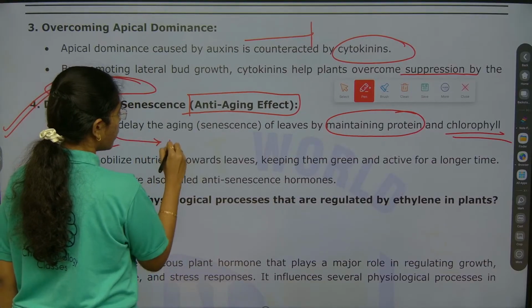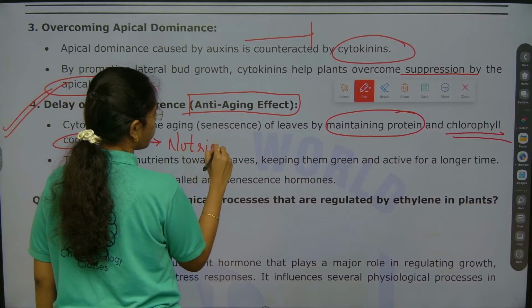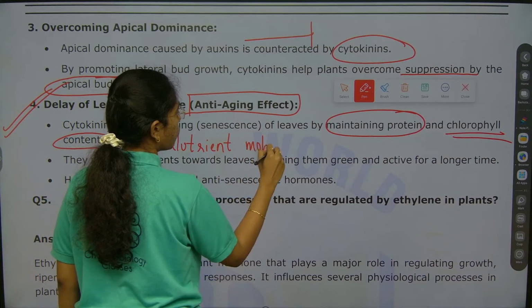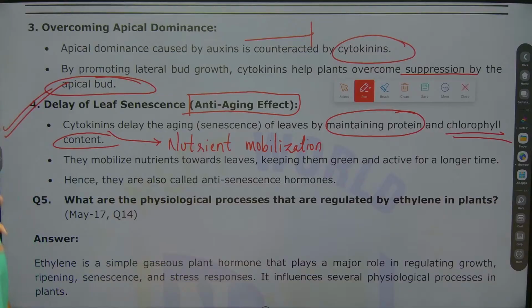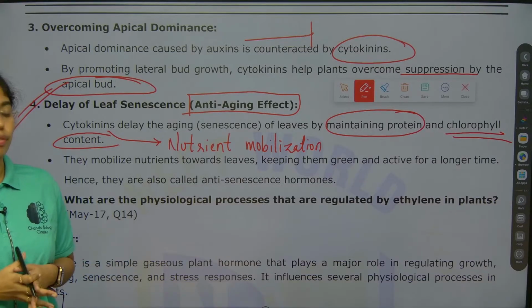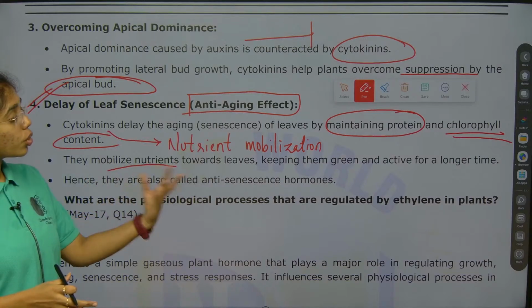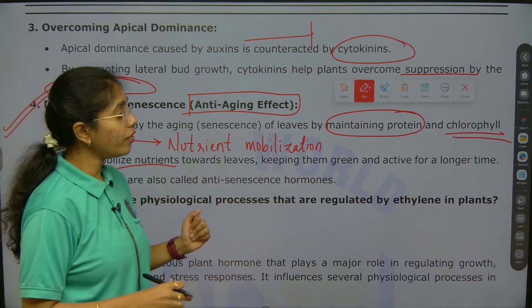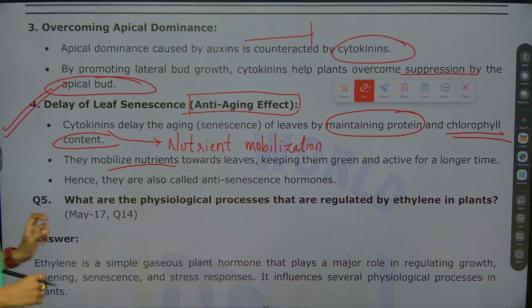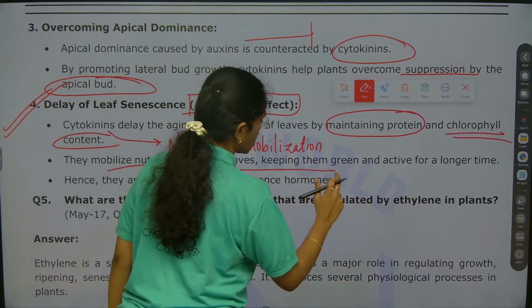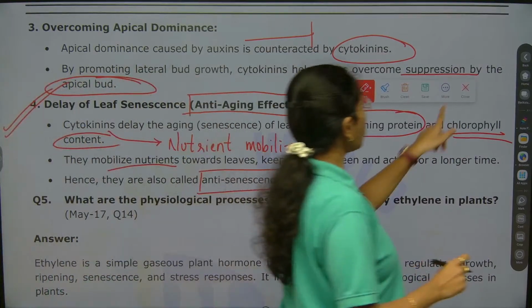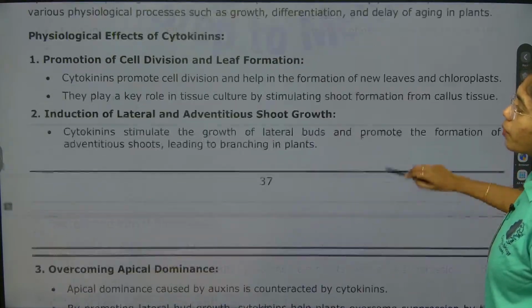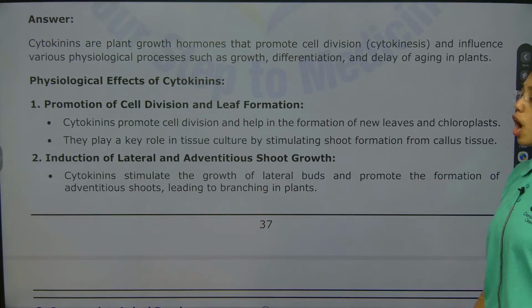As nutrients are being moved with the help of cytokinins, it will prevent the aging of the leaf. They will mobilize nutrients towards leaves, keeping them green and active for a longer time. So hence they are called what? Anti-senescent hormones as well. Cytokinins are also addressed as anti-senescent hormones.